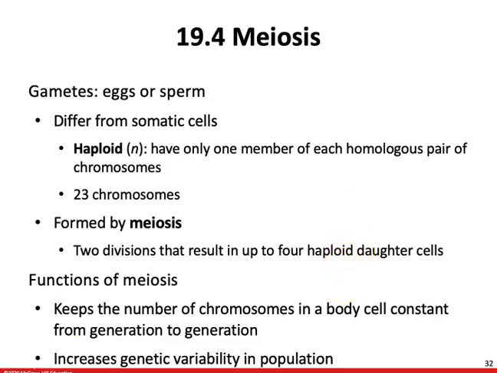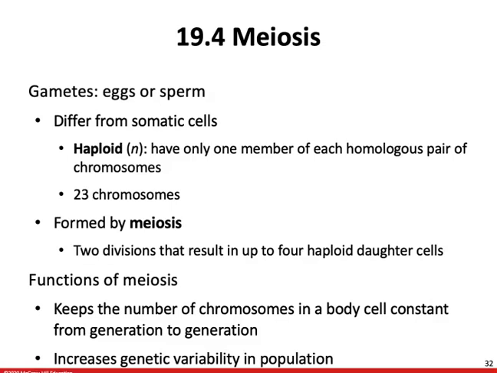Now, there are a couple of different functions of meiosis. The goal of meiosis is to keep the number of chromosomes in a body cell constant from one generation to the next. If we did not undergo the transition from a diploid cell to a haploid cell, then each generation would double in its number of chromosomes through fertilization.